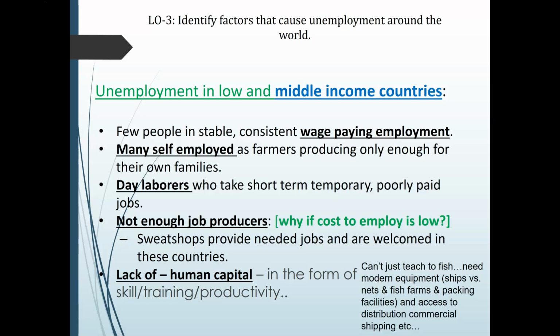Unemployment in low and middle income countries, you will find more people with less consistent wage payment. They might be working for a season and then off. They could be self-employed, and so that's not counted. They could be day laborers who work during planting or harvesting season, but other parts of the year have difficulty finding work. There are often not enough producers, and so we talk about why that might be if the cost of labor is low, and that's when we see things like sweatshops talked about in our book.